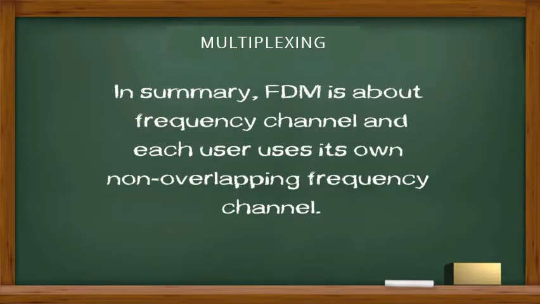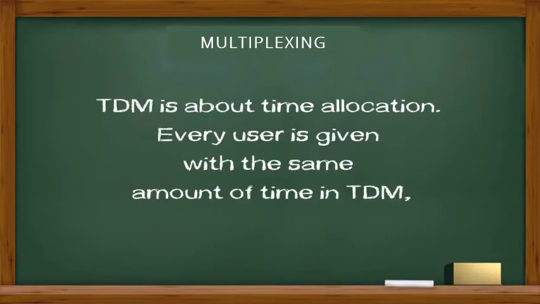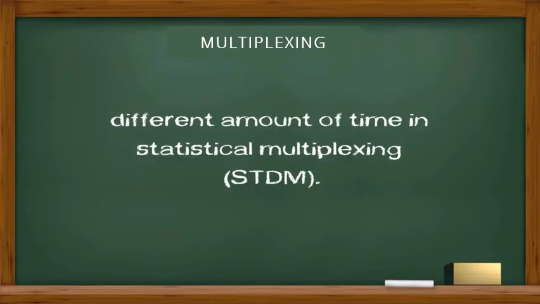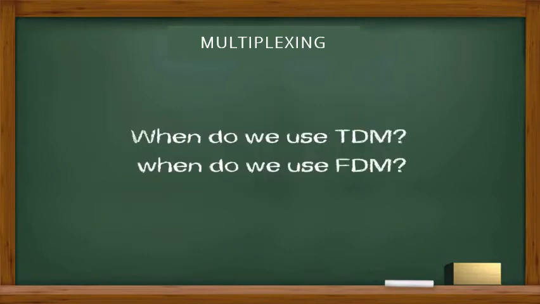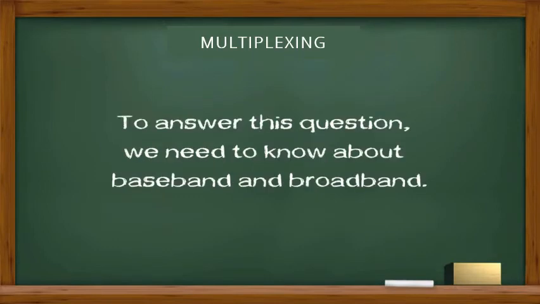In summary, FDM is about frequency channels, and each user uses its own non-overlapping frequency channel. TDM is about time allocation. Every user is given the same amount of time in TDM, and a different amount of time in statistical multiplexing. But when do we use TDM and when do we use FDM?